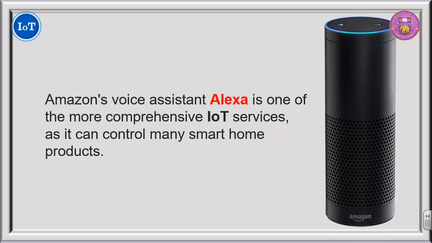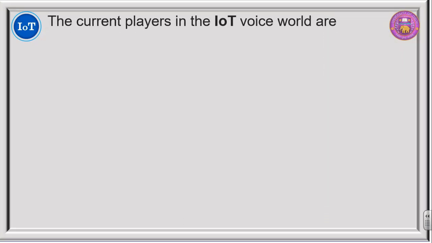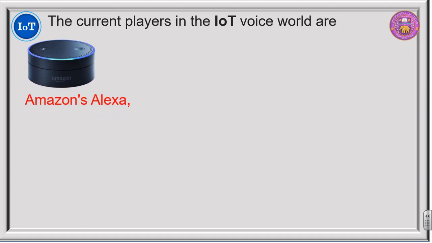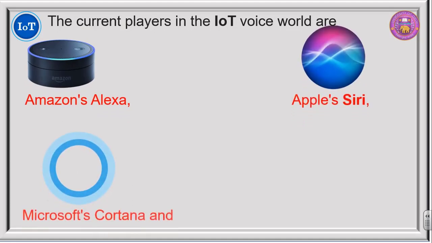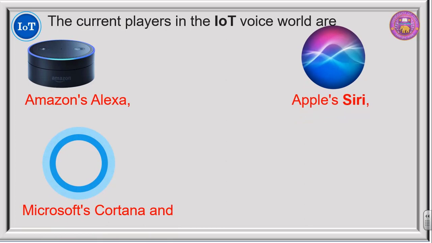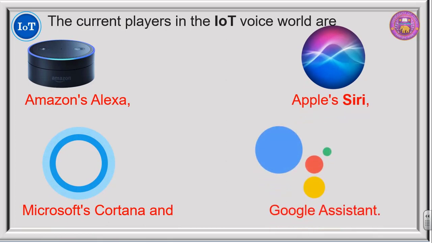Amazon's voice assistant Alexa is one of the more comprehensive IoT services as it can control many smart home products. The current players in the IoT voice world are Amazon's Alexa, Apple's Siri, Microsoft Cortana, and Google's Assistant. These are the four major players in IoT voice world.